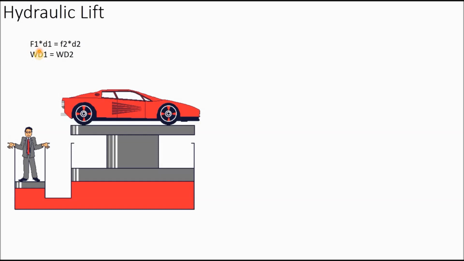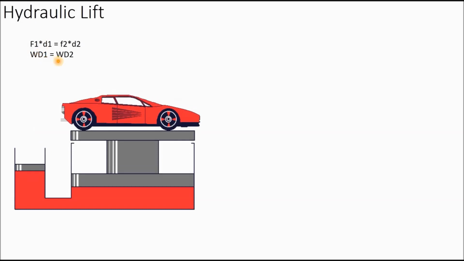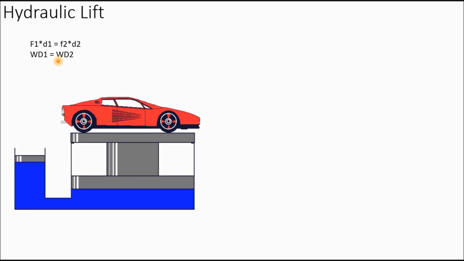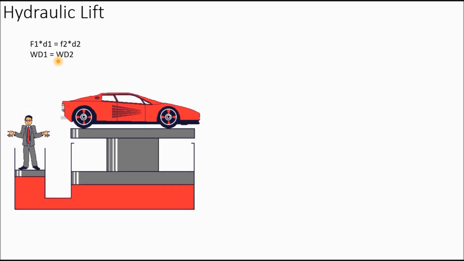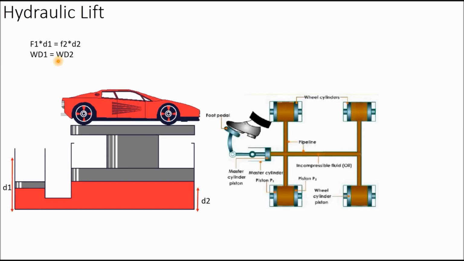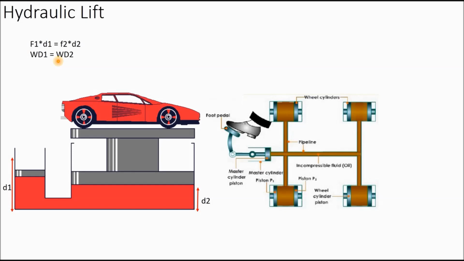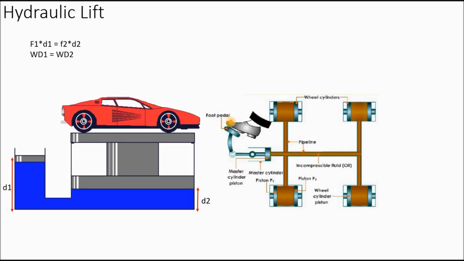So F1 d1 is nothing but work done. Work done 1 is equal to work done 2. Here energy is neither created nor destroyed, and we are not creating additional work. The work done remains the same. So what is the beauty of the hydraulic lift? Even the hydraulic lift can easily work.